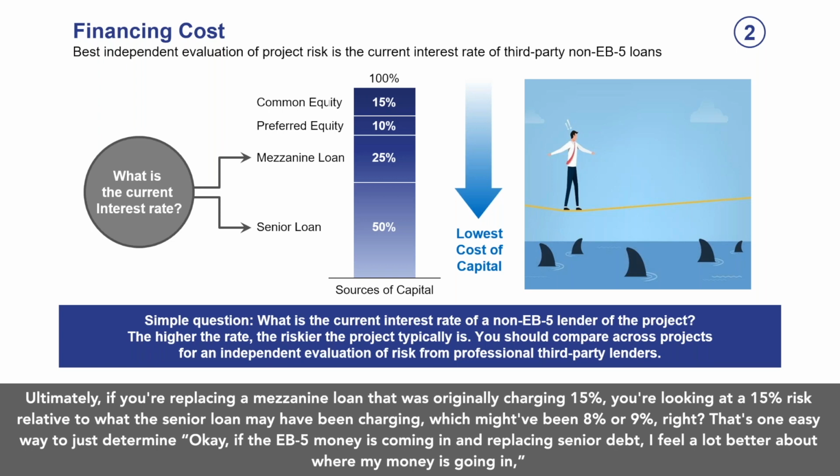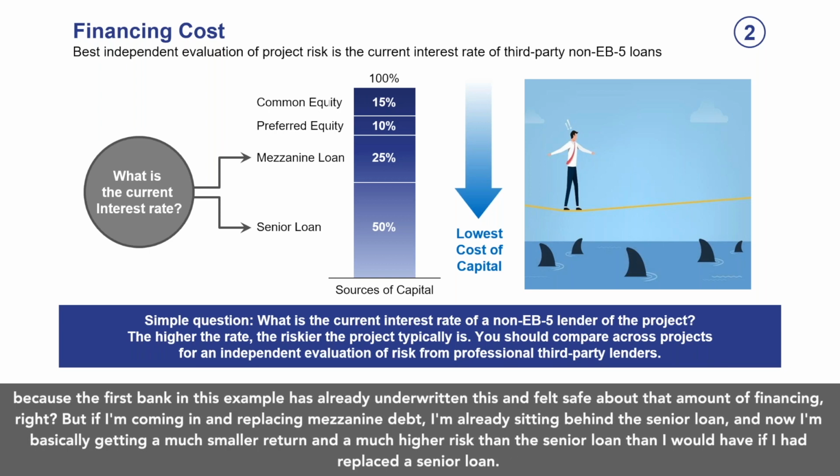So that's one easy way to determine, okay, if the EB-5 money is coming in and replacing senior debt, I feel a lot better about where my money is going in, because the first bank in this example has already underwritten this and felt safe about that amount of financing, right? But if I'm coming in and replacing mezzanine debt, I'm already sitting behind the senior loan, and now I'm basically getting a much smaller return and a much higher risk than I would have if I had replaced the senior loan.